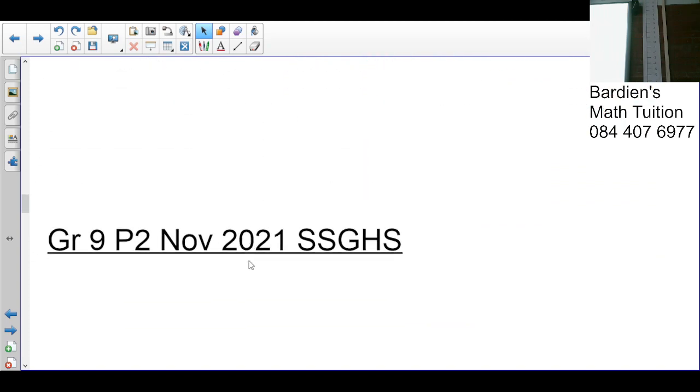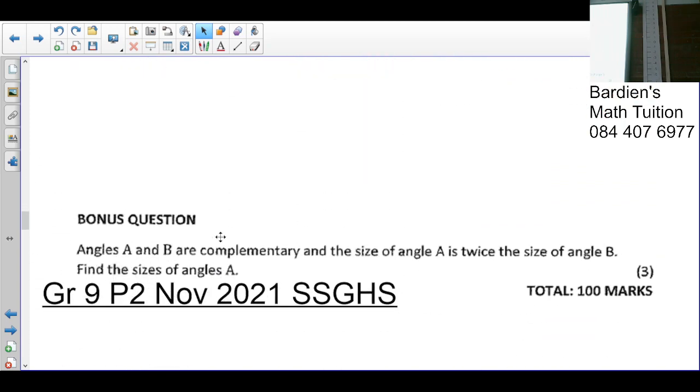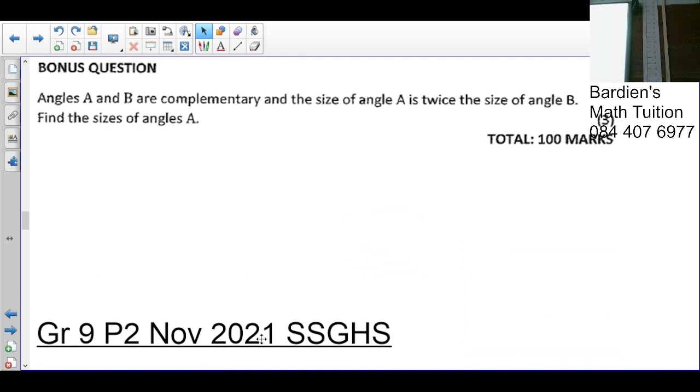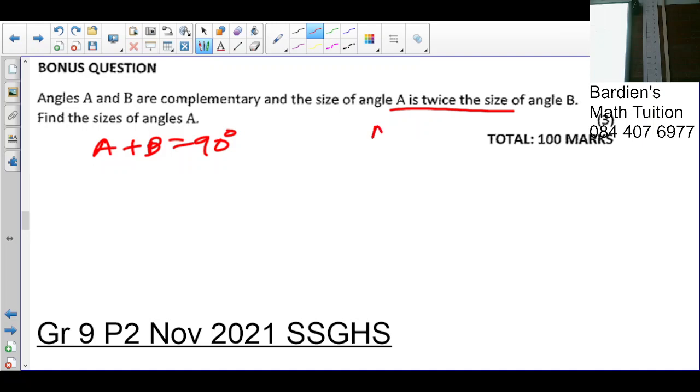And the last question, the bonus question, we are told that angles A and B are complementary. So what does that mean? They add up to 90 degrees. So A plus B is 90 degrees. The size of angle A is twice the size of angle B. Whatever angle B is, you must double it to get angle A's size. Can you see that, people? Find the size of angle A.